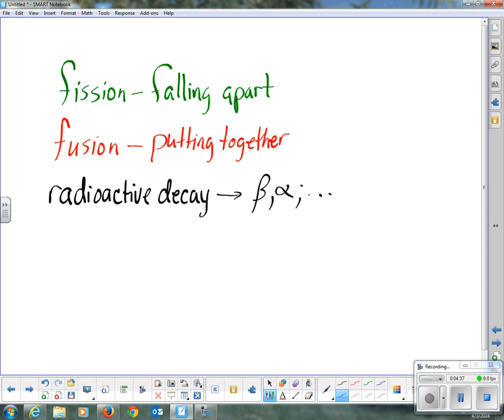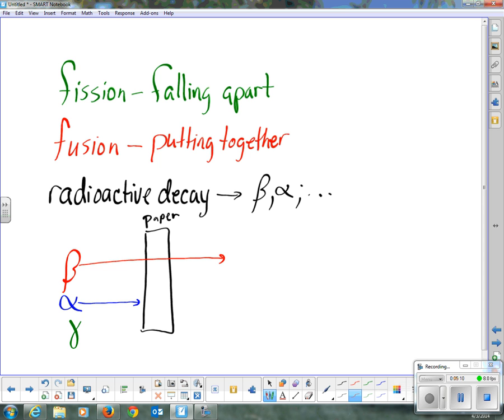Okay, as we're talking about alpha, beta, and gamma, as we look at them, and I'm going to draw them again here. Let's see, I don't remember what color. I think I gave beta red, alpha blue, and gamma green. Okay, if they were to go through different substances, paper, this is my paper, would stop what? Well, it would stop the alpha, but the beta and the gamma would go right through it.